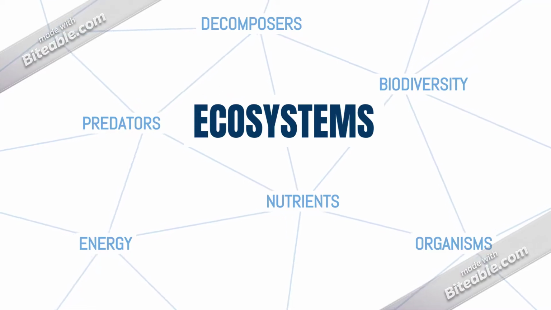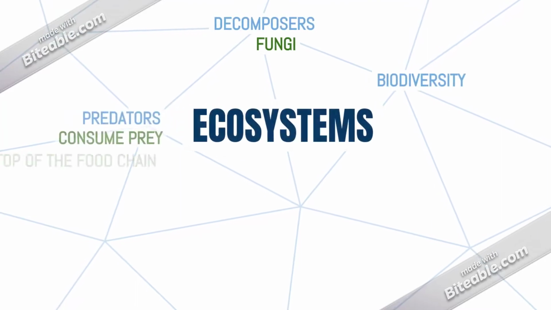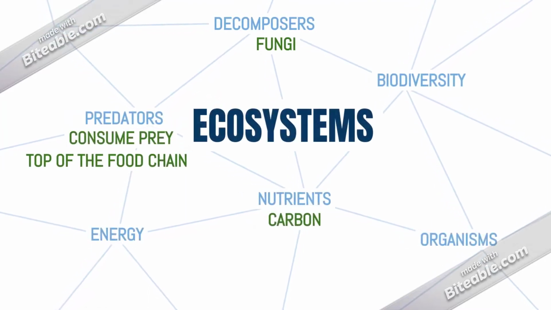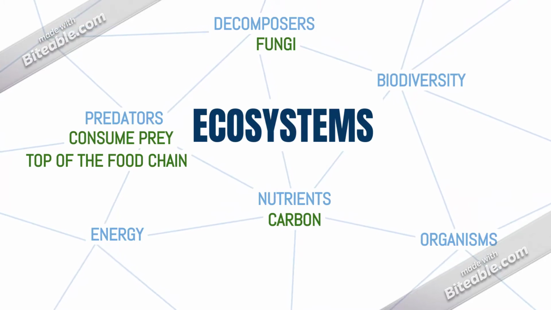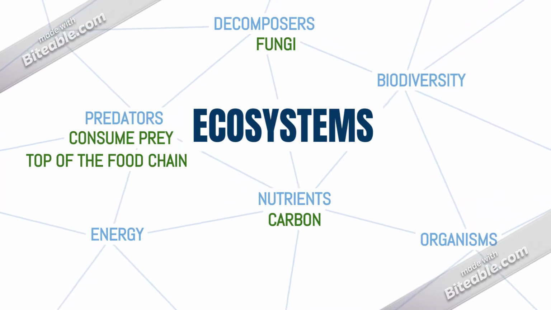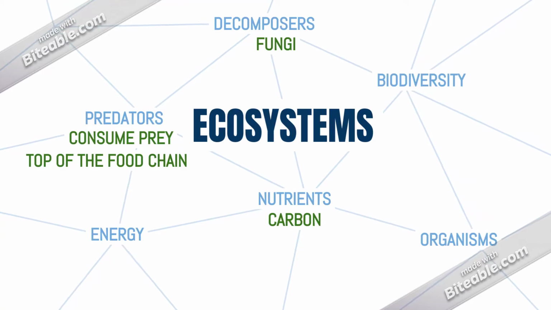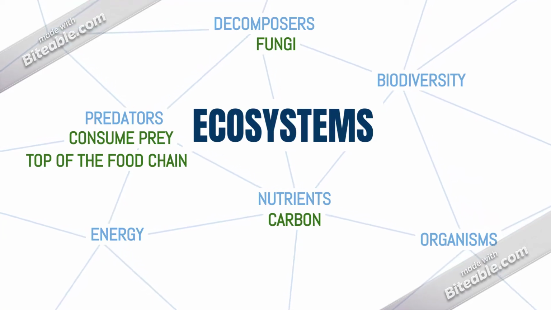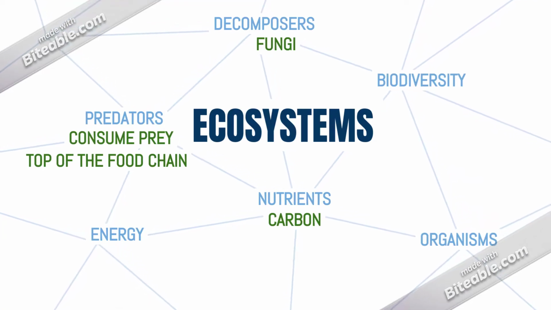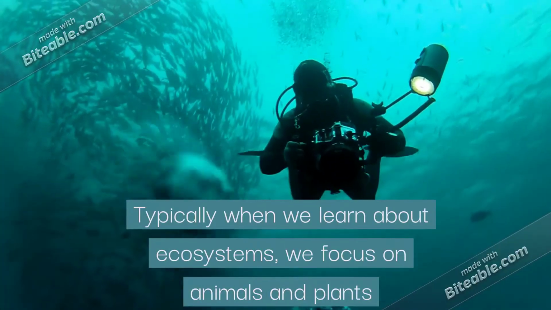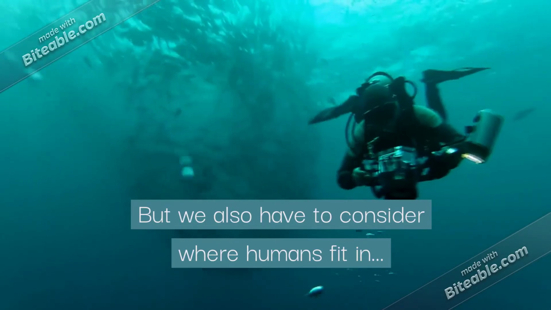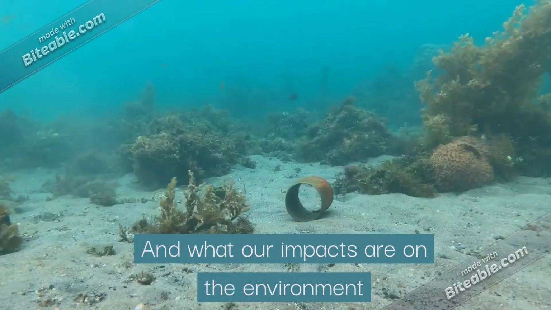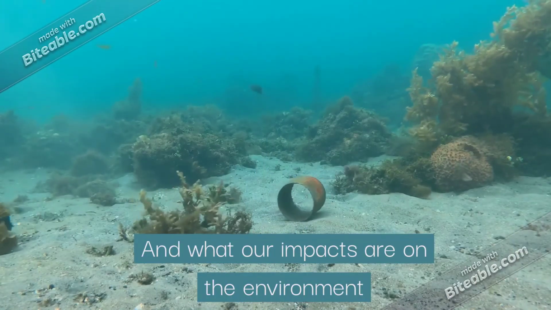And then our third step is going to be to brainstorm specific vocabulary or ideas related to each of the subtopics. For example, under decomposers, we have words like fungi. Under nutrients, we have words like carbon, and under predators, we have ideas like consumes prey and top of the food chain. Typically, when we learn about ecosystems, we focus on animals and plants, but we also have to consider where humans fit in and what our impacts are on the environment.